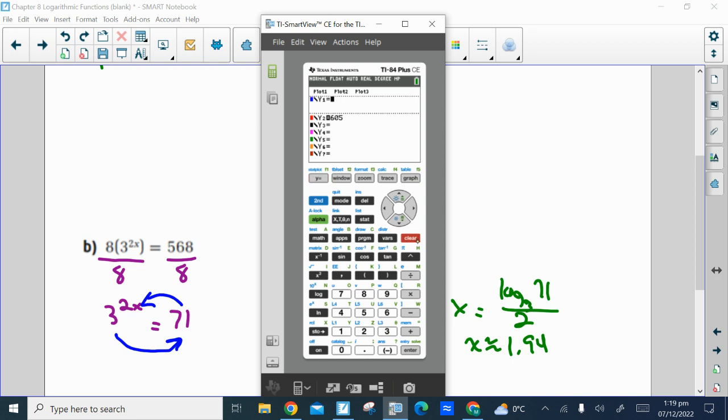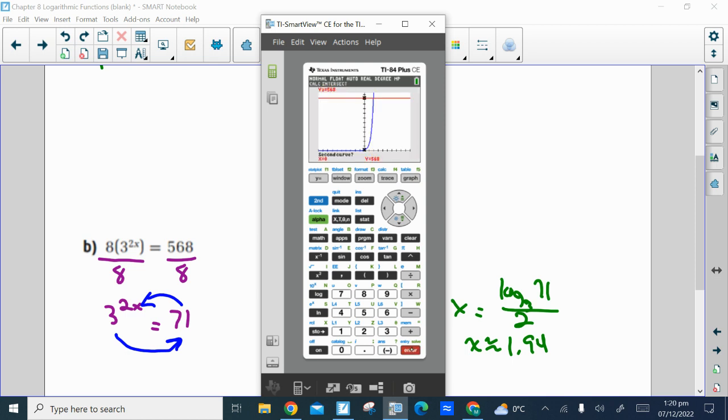So for y equals, I'll put 8 times 3 to the power 2x. On the right side, it's just 568. So our y maximum must be at least 568. And it is, I got it set at 620 right now. So when I graph, there's my point of intersection.